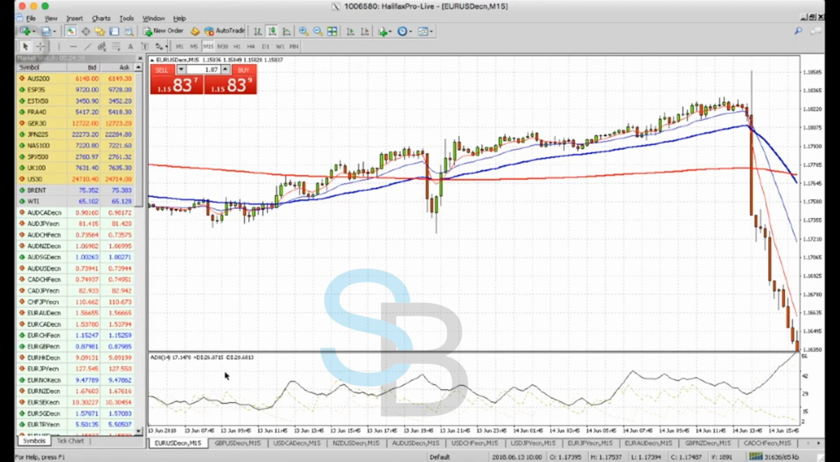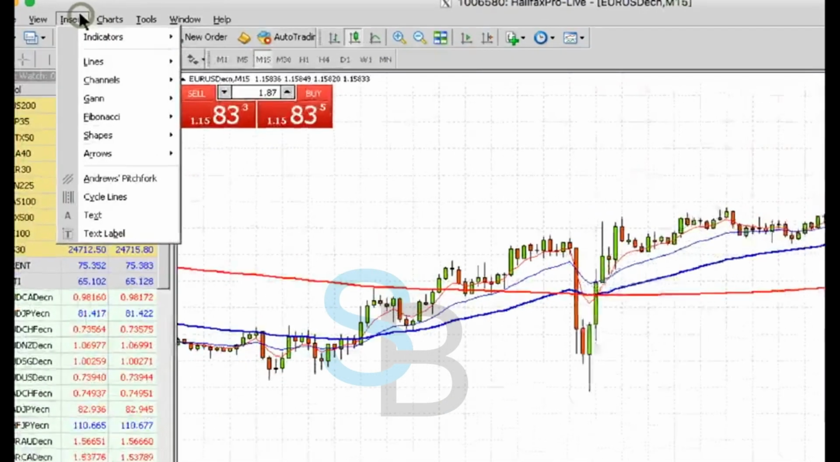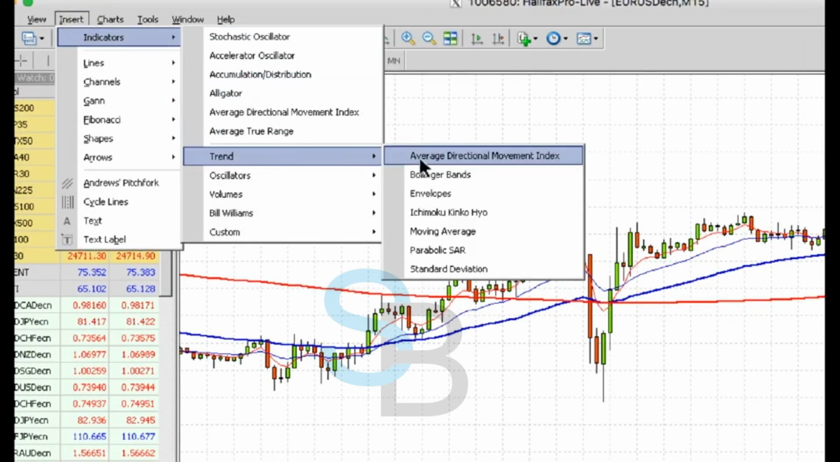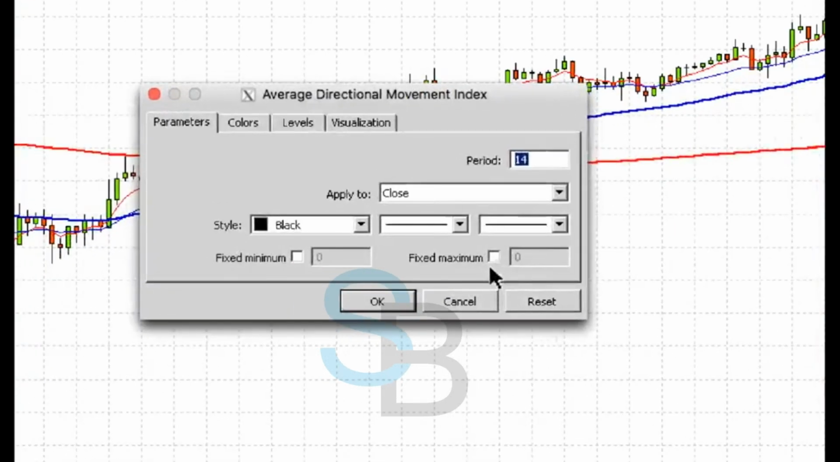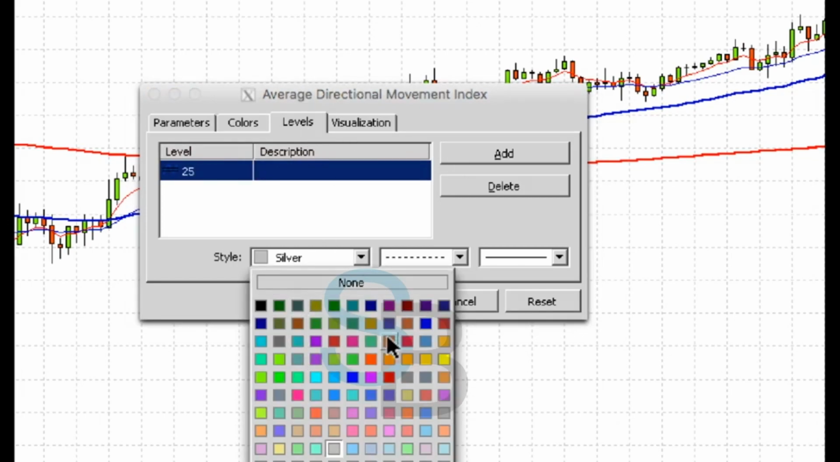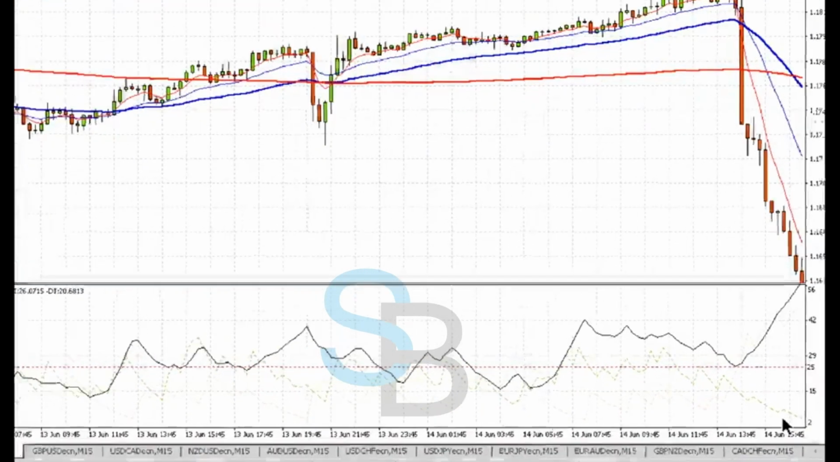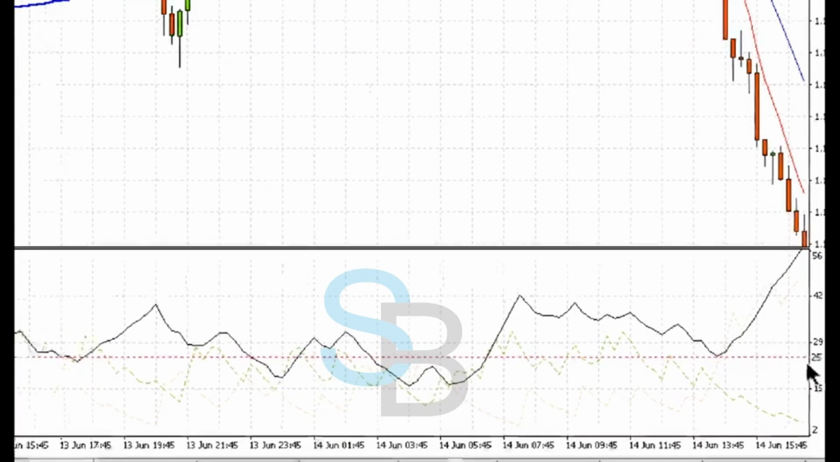Hold on, let me just get back to the ADX over here. Let me just delete that. Let me do that again. So insert indicators, trend, ADX. Okay, so period 14, right? Style black, levels. I want to add a level, which is 25. You go to levels, add 25. You can put red if you want. Okay, there we go. So what this does is it puts a red line at 25.